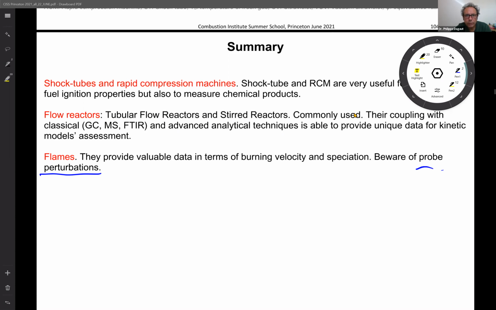Can you please comment on the use of heated constant volume combustion chambers to study fuel ignition properties and products of combustion? Well, constant volume combustion chambers, for me, are only used to measure flame speed. If we are speaking about the same device, that's all I can tell about this.